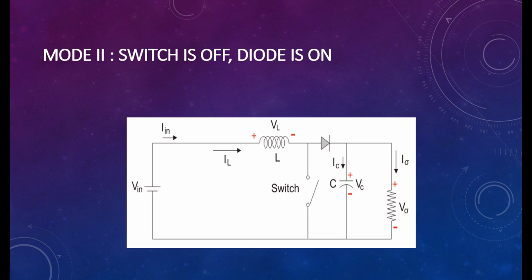Mode 2, switch is off, diode is on. In this mode, the polarity of the inductor is reversed. The energy stored in the inductor is released and is ultimately dissipated in the load resistance, and this helps to maintain the flow of current in the same direction through the load and also step up the output voltage, as the inductor is now also acting as a source in conjunction with the input source.